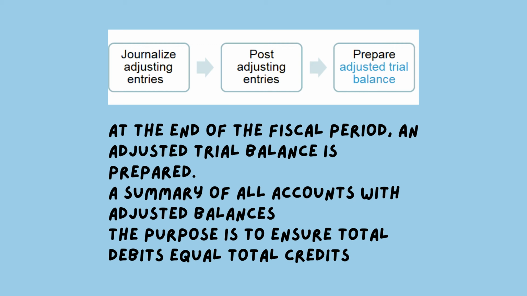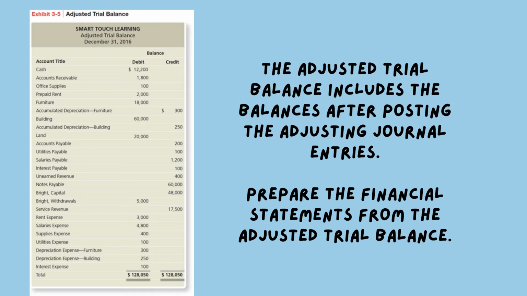So at the end of the fiscal period, an adjusted trial balance is prepared. Again, it's adjusted after the adjusting entries have been recorded. It is a summary of all accounts with adjusted balances. The purpose is to ensure total debits equals total credits. So the adjusted trial balance includes the balances after posting the adjusting journal entries.